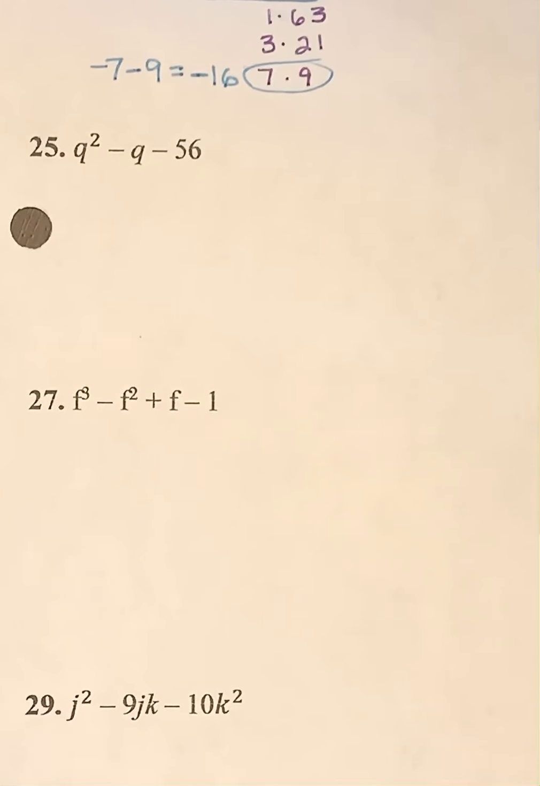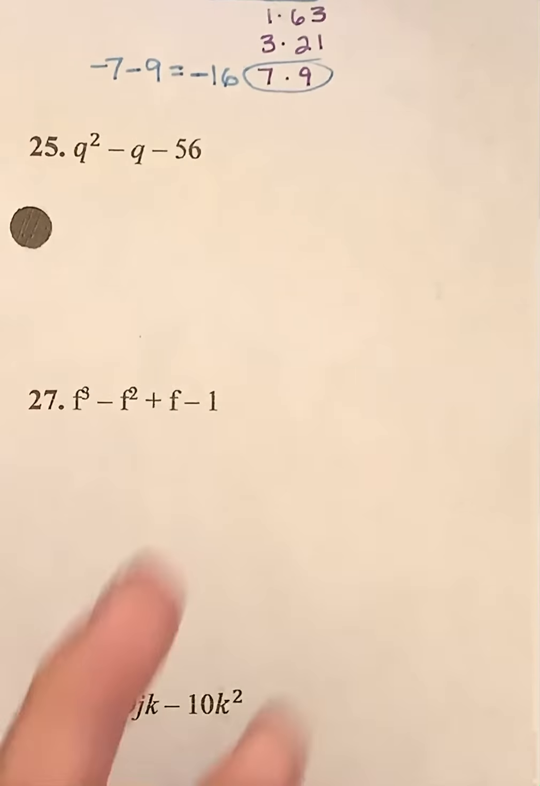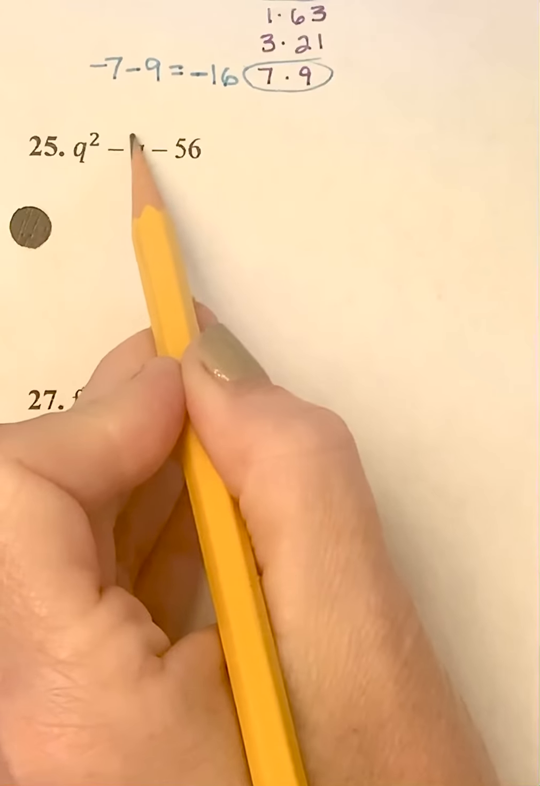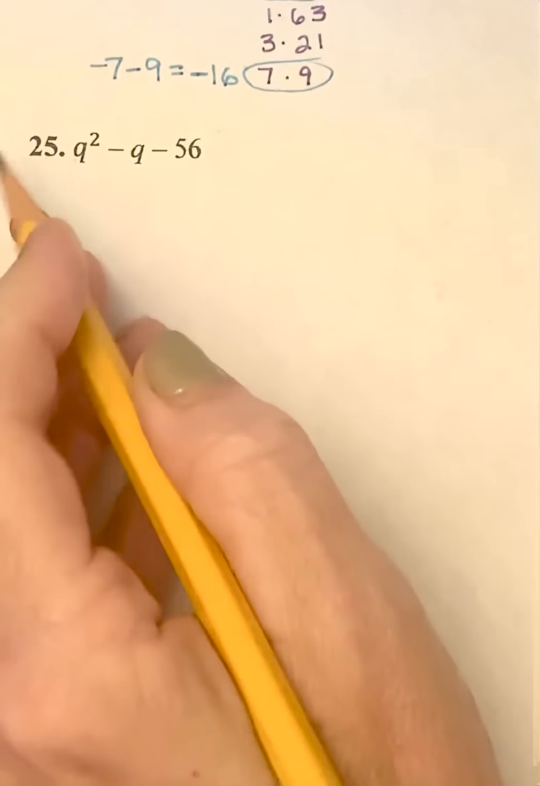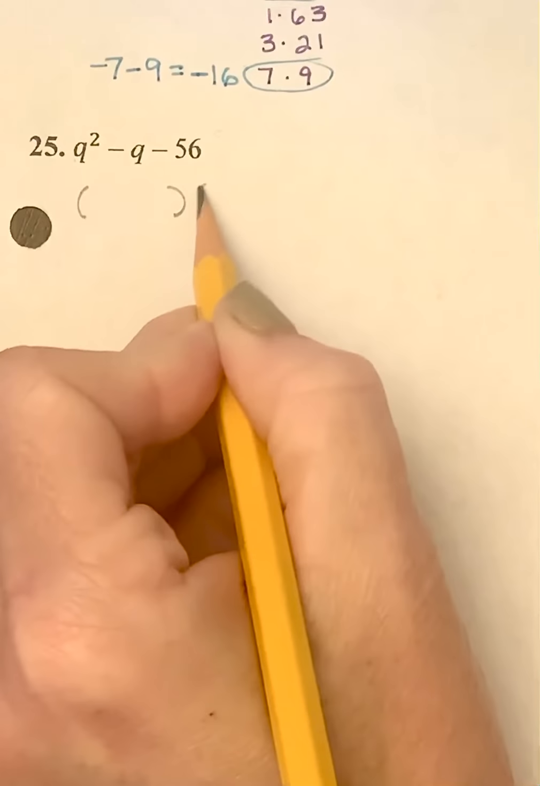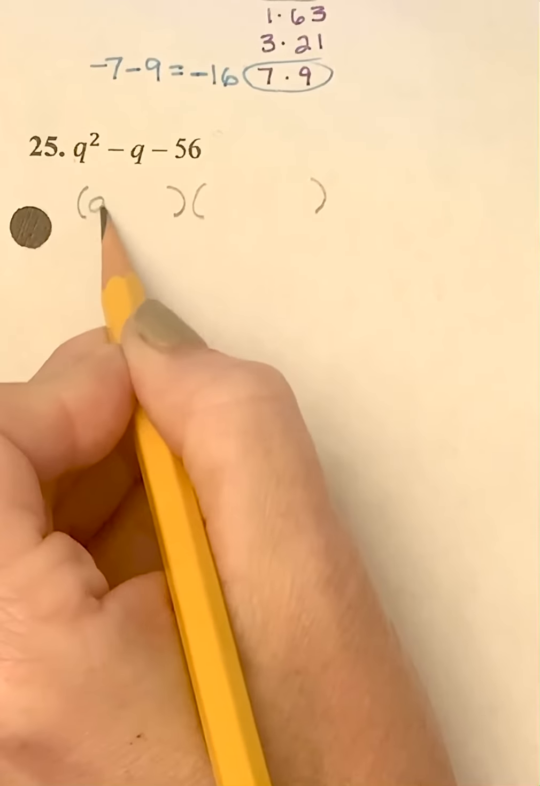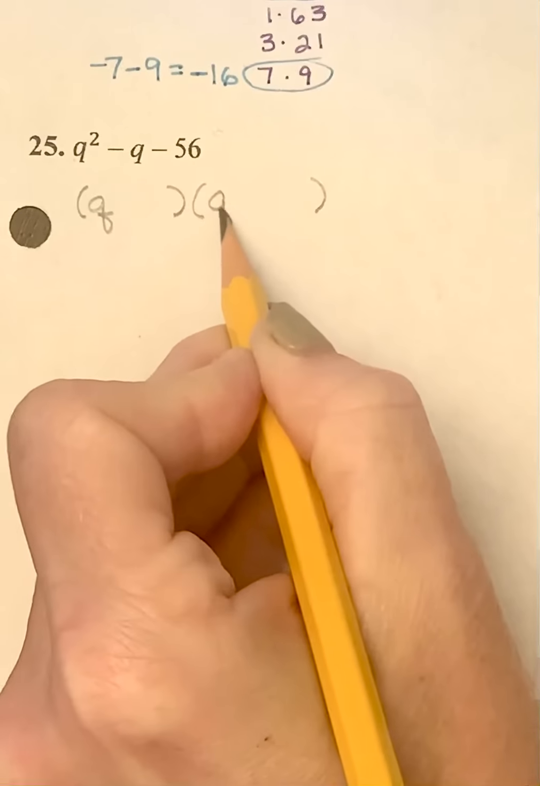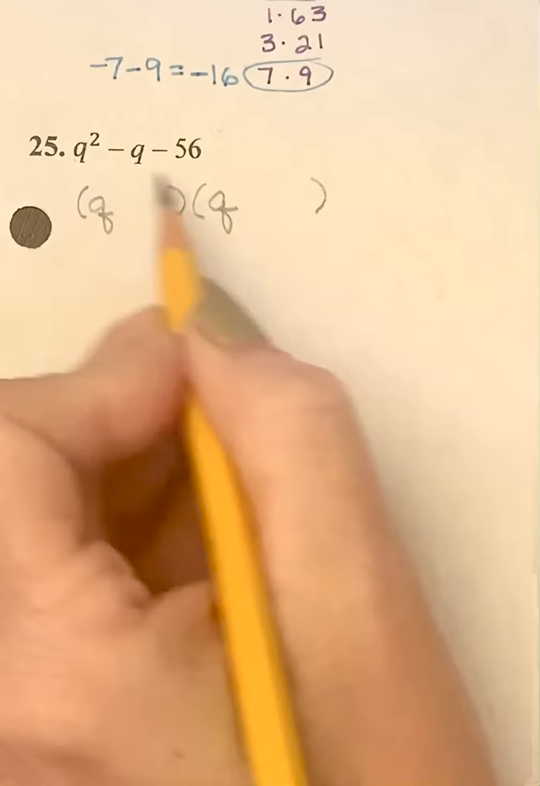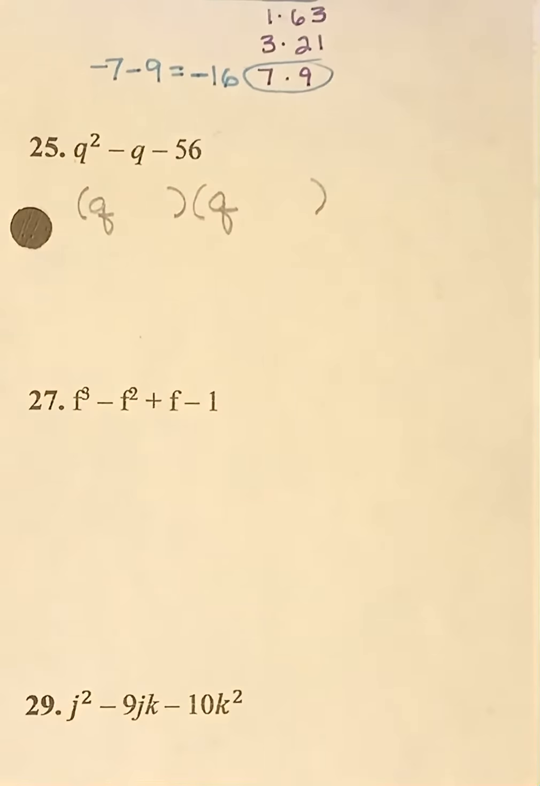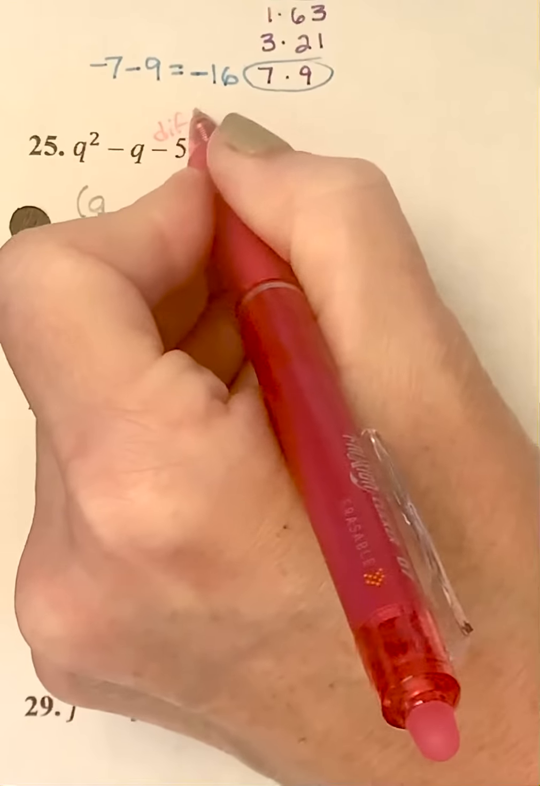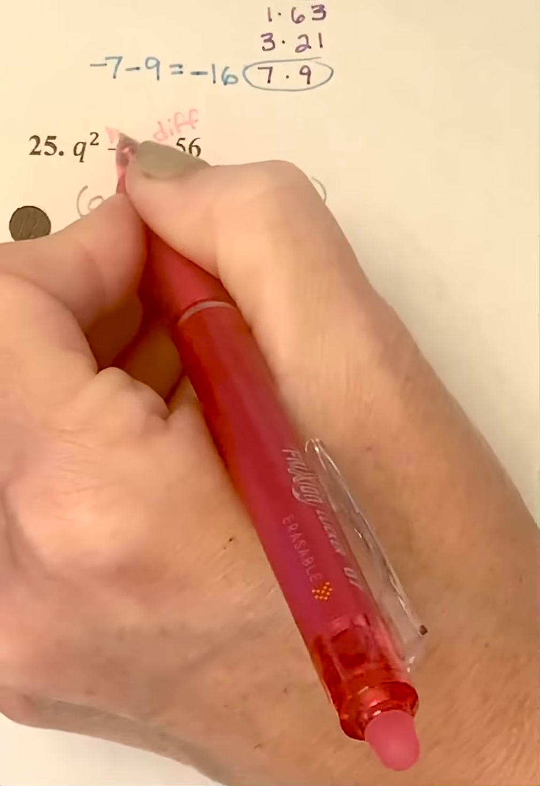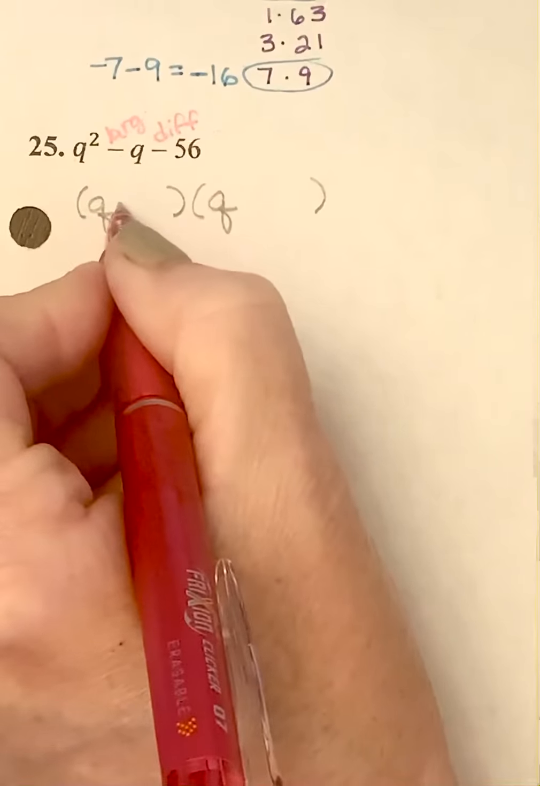Okay, there is no greatest common factor. It is a trinomial. The degrees are in descending order. The leading coefficient is a 1. So I know I can factor this using this method. Q times Q is the only way to get Q squared, so I know that goes there. This tells me the signs are going to be different, and the larger number will be a negative.